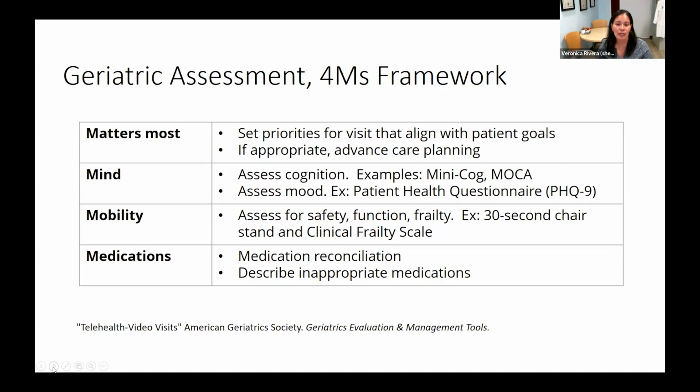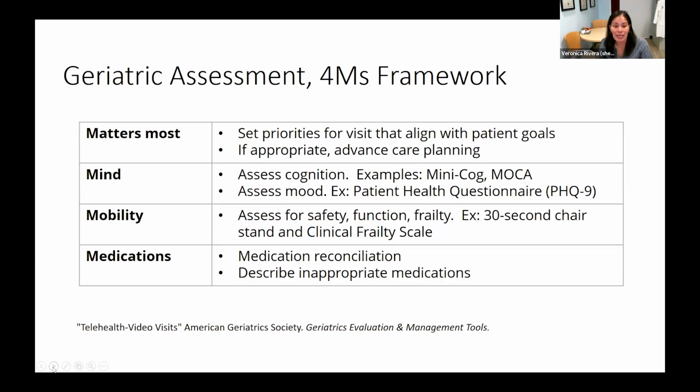In terms of mobility, assessing for safety, function, and frailty, a couple ideas: a chair stand, 30-second chair stand, or you can do a test for balance with the tandem stance. You can also use the Clinical Frailty Scale, for example. So there are ways to assess for mobility, and of course, doing a good functional assessment is possible in these settings.